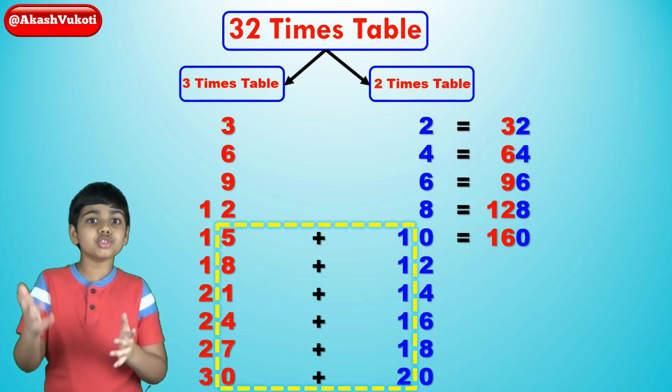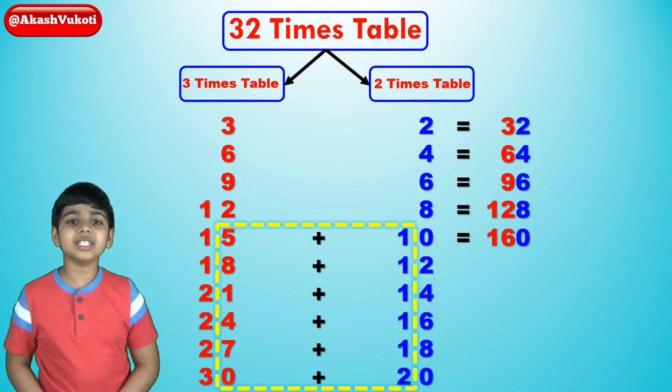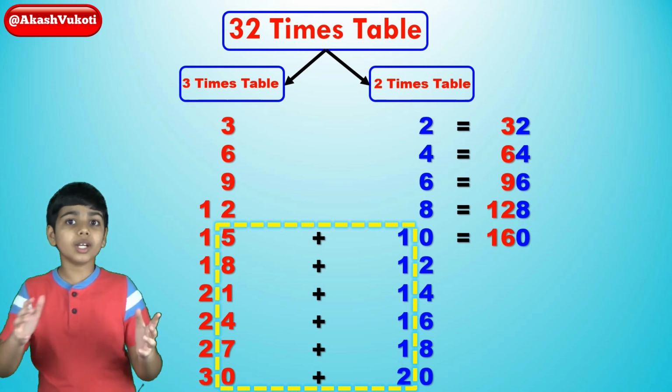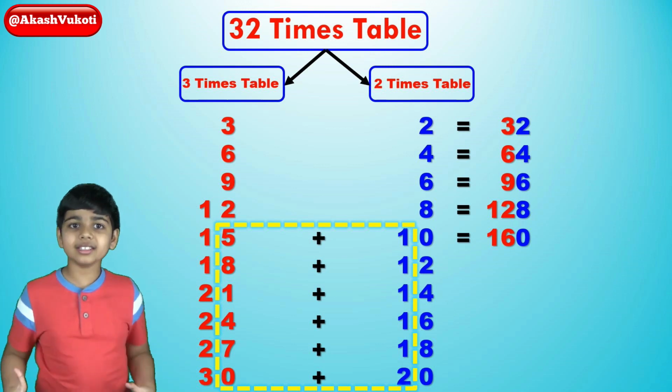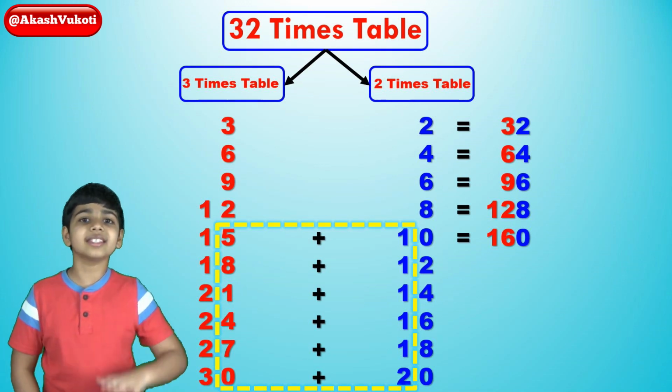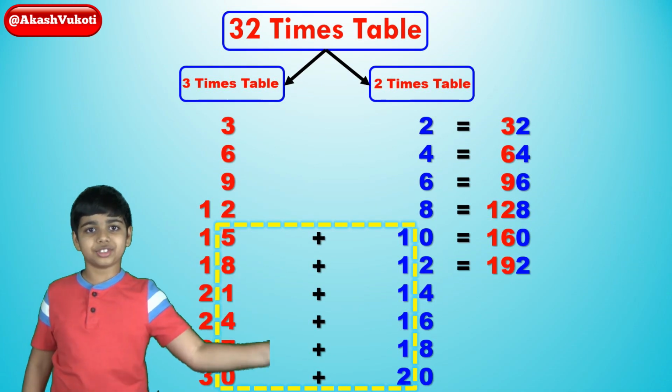Next, we get 32 times 6. That would be 18 and 12. So we take the 1 from 12 and add the 1 to the 8 in 18 to get the 19 in 192.